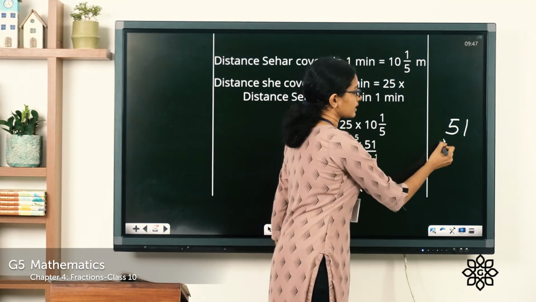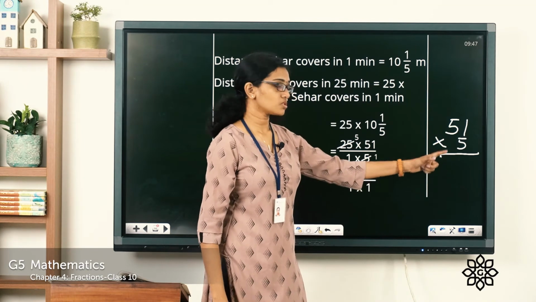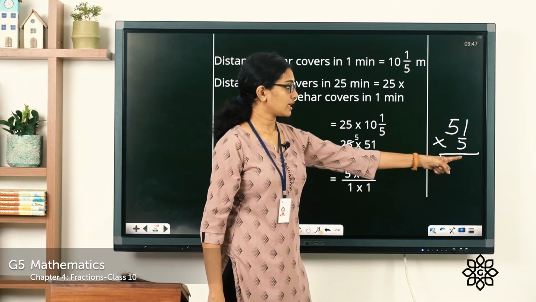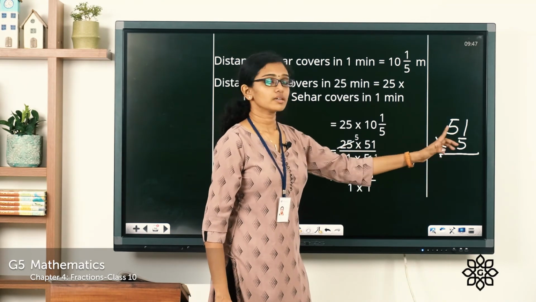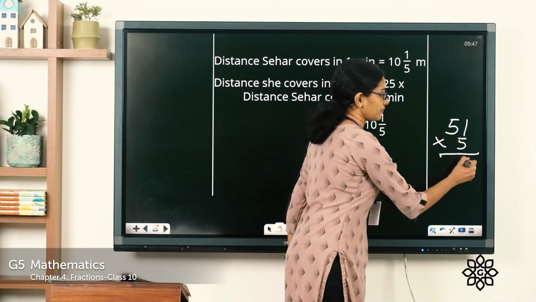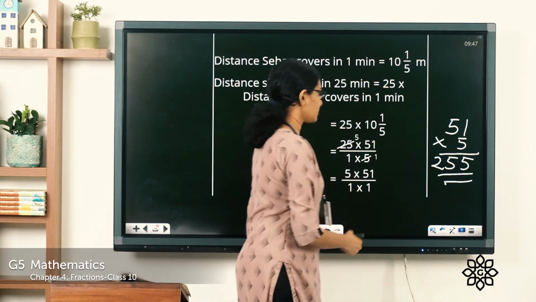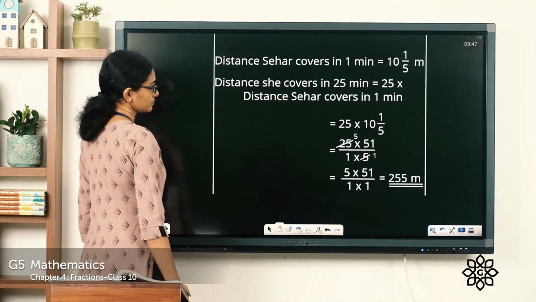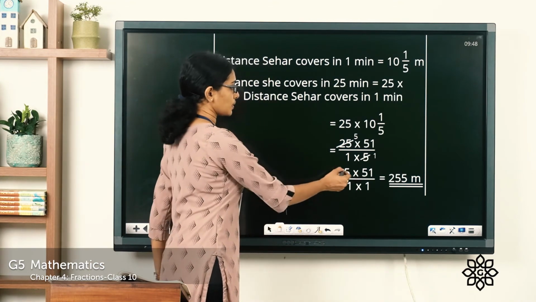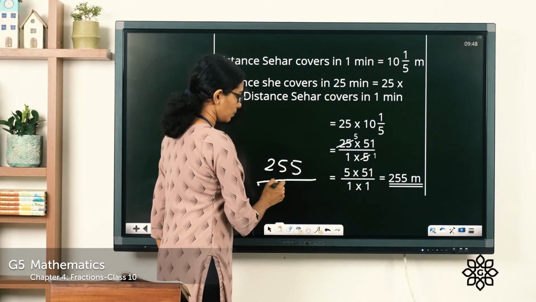That's 51 into 5. So, we have written the numbers in proper places or proper columns. The ones come in the same column. So, make sure you're writing the numbers in a proper way. So, 5 into 1 is 5 and 5 into 5 is 25. So, what is the product here? The product is 255, which is 5 into 51 by 1 into 1 is 1.